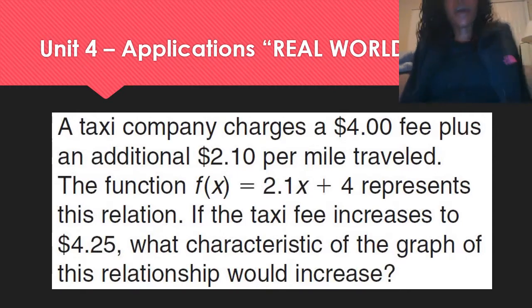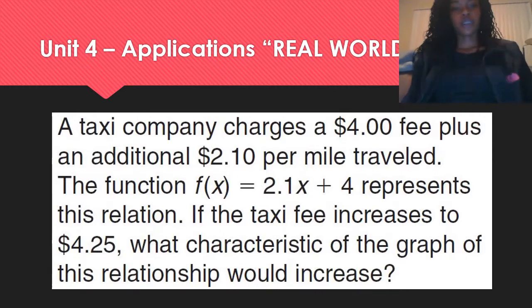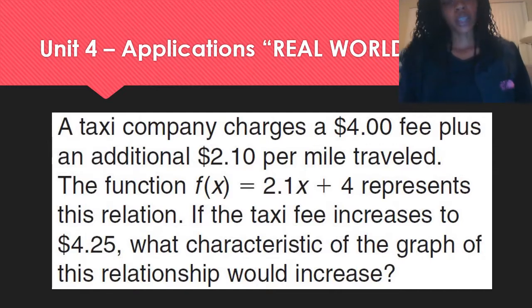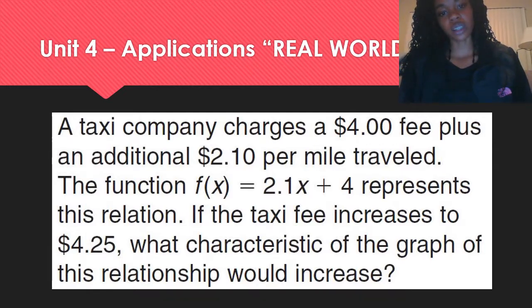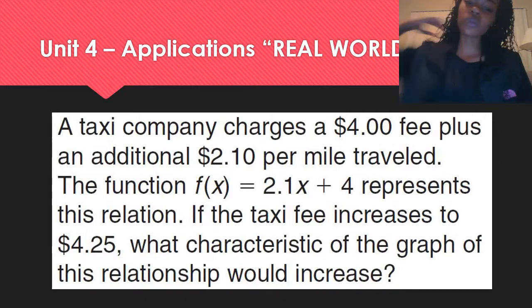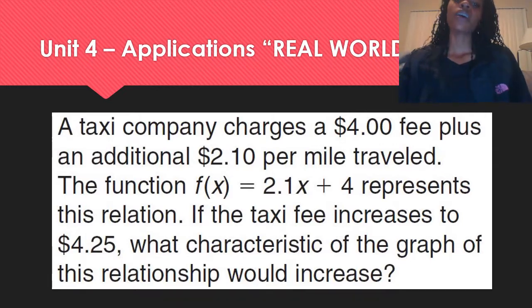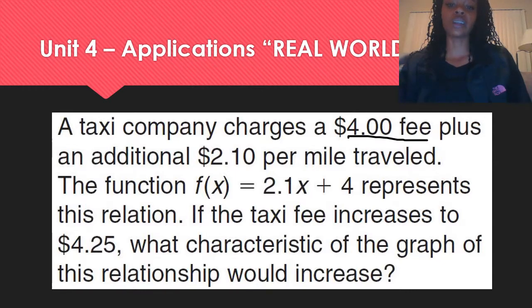We also talked about applications of linear functions or real-world problems. For example, a taxi company charges a $4 fee plus an additional $2.10 per mile traveled. The function f of x equals 2.1x plus 4 represents this relation. If the taxi fee increases to $4.25, what characteristics of the graph of this relationship would increase? So here, this $4 fee is what we're paying no matter what. That's our initial value. That's our b. That's our y-intercept.